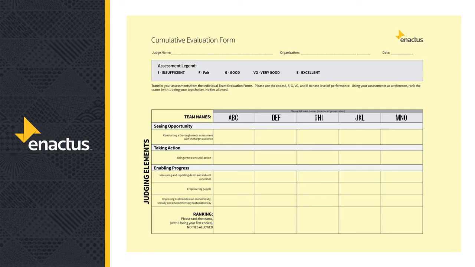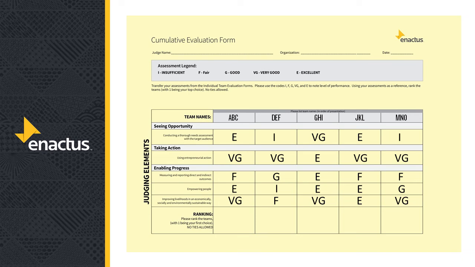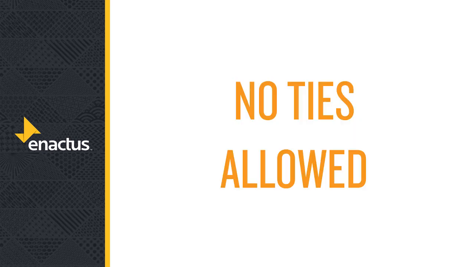The scoring in each area should be used as a guide for informing your final rankings, which are used to determine the results of each league. It is essential that each team receive a different ranking. No ties are allowed. It is very important that judges, league coordinators, and Enactus staff members do not discuss the results before or during the voting process. The ranking of teams is an individual decision.